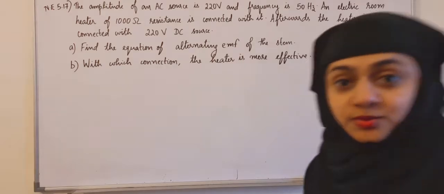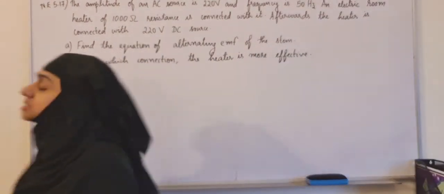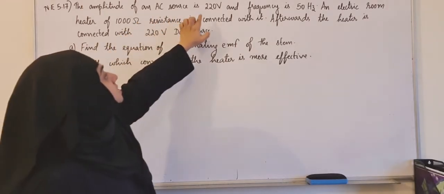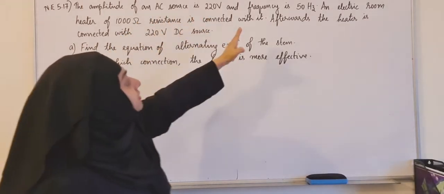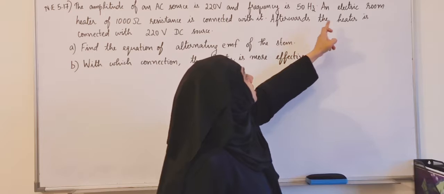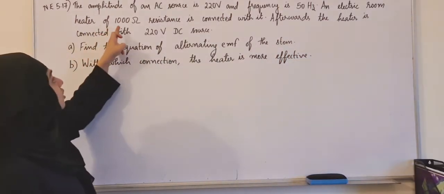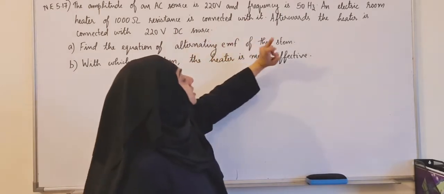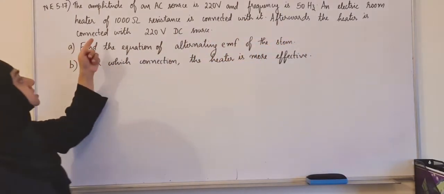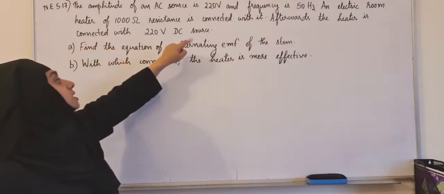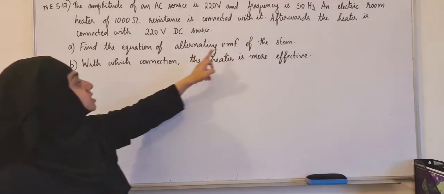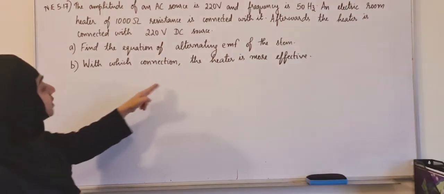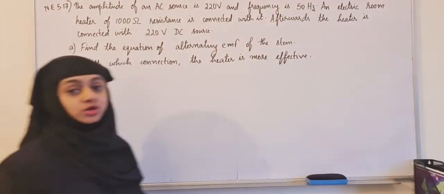This is another question from the textbook. It states that the amplitude of an AC source is 220 volt and frequency is 50 Hz. An electric room heater of 1000 ohms resistance is connected with it. Afterwards, the heater is connected with a 220 volt DC source. Find the equation of alternating EMF of the source. With which connection is the heater more effective?